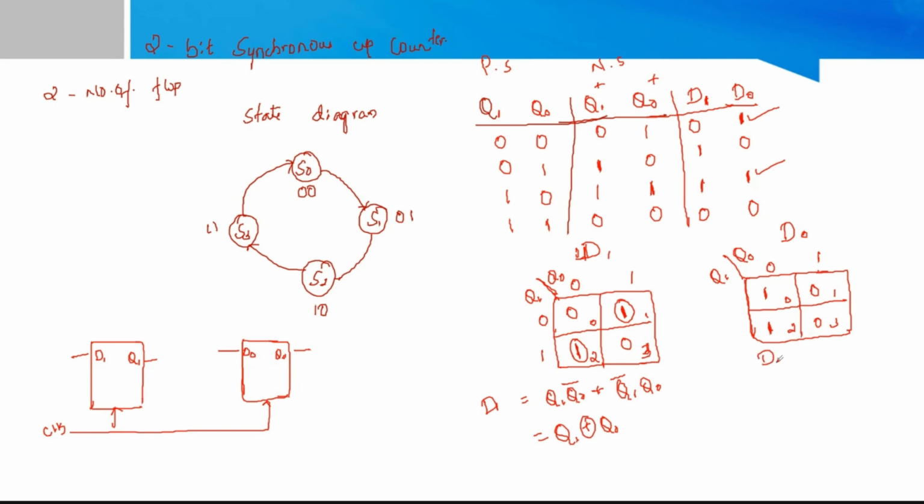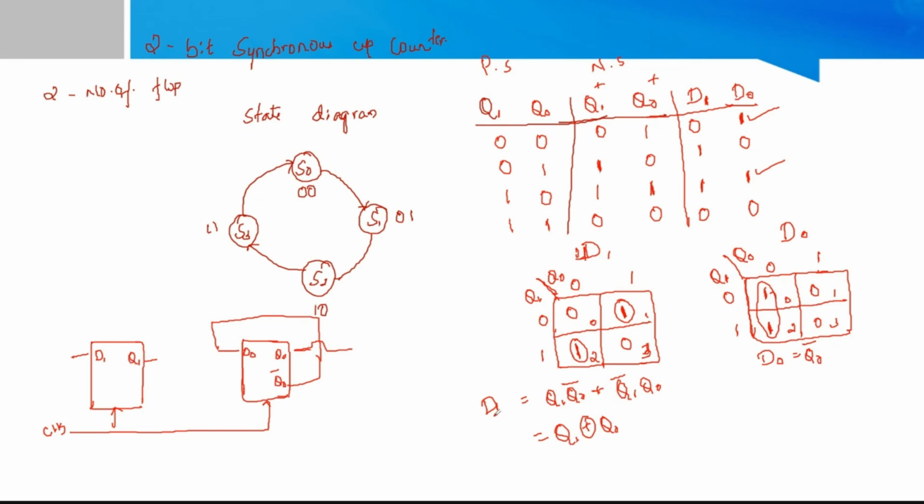Whereas for D0, you will get the expression as one group, right? This will be 0, 1. So Q1 will be 0, nothing but it will not be considered. So D0 will be Q0 bar. D0 will be the Q0 bar, which is connected to here. This will be the output of Q0.